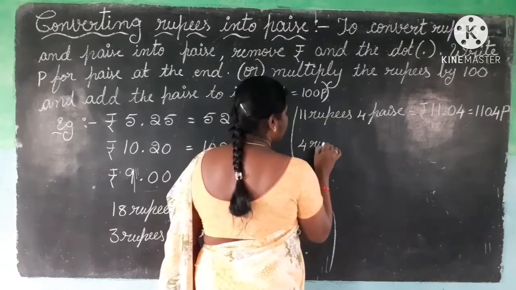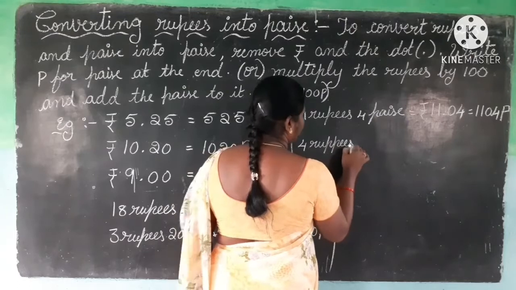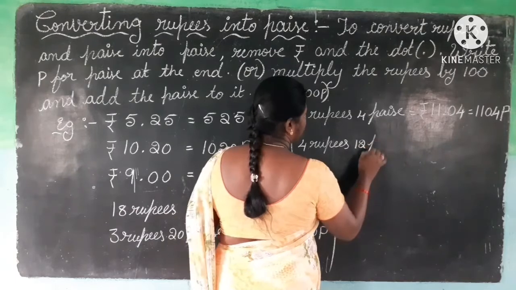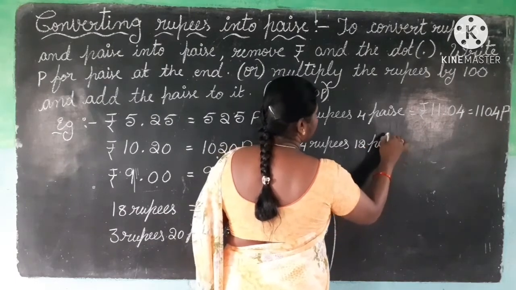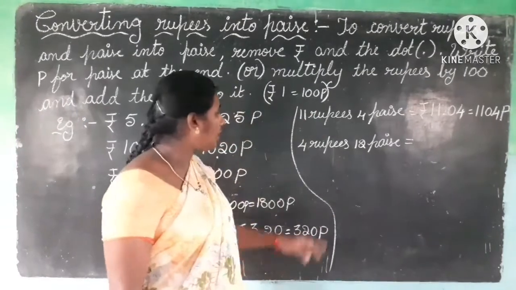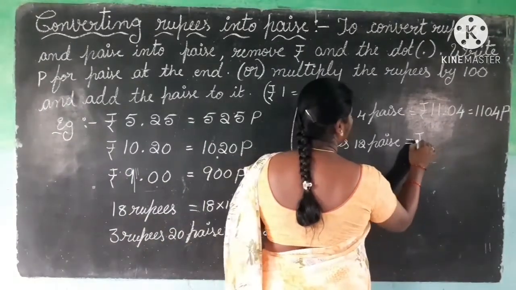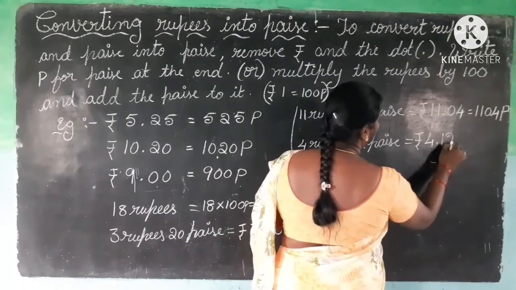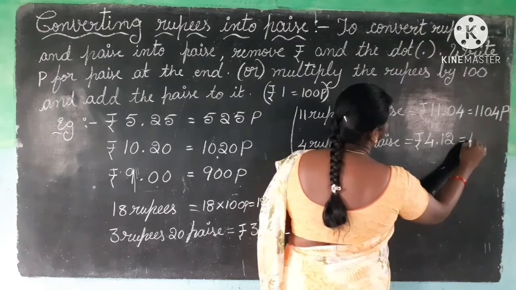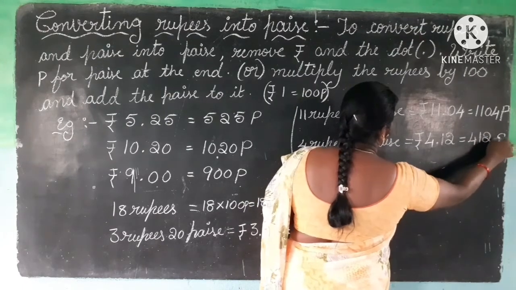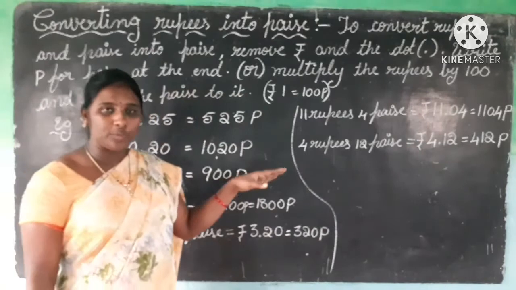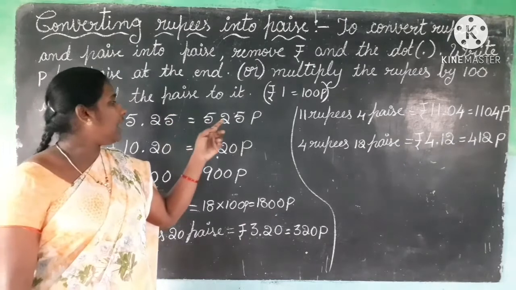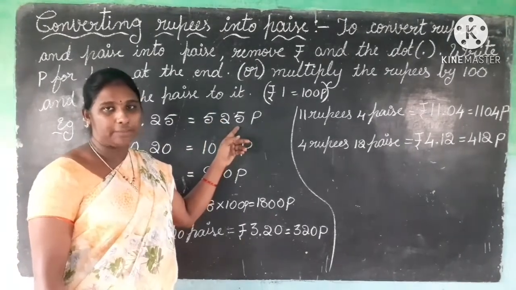Next one: 4 rupees 12 pies. How should we write this? Rupees 4 point 12. So here it is 412 pies. While we are converting rupees into pies, if it is there in the figures, we have to remove the rupee symbol and dot. We have to write that number and put P at the end.